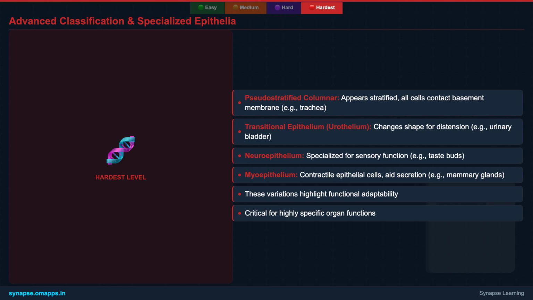Consider pseudostratified columnar epithelium, found in your trachea. It appears multilayered, but every cell actually touches the basement membrane, and it's often ciliated to sweep away debris. Then there's transitional epithelium, unique to the urinary tract. Its cells can dramatically change shape, allowing organs like the bladder to stretch and contract without tearing. We also have neuroepithelium, specialized for sensory functions like taste, and myoepithelium, which have contractile properties to help glands expel secretions. These variations underscore the incredible adaptability of epithelial cells to diverse functional demands throughout the body.